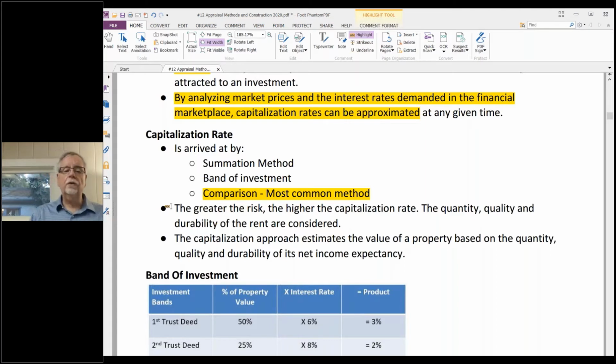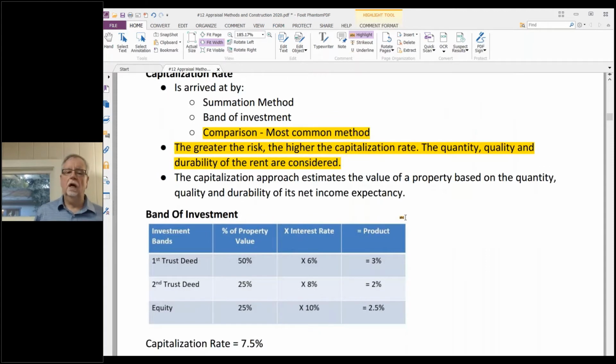The greater the risk, the higher the rate. The quantity, quality, and durability of the rent are considered. Boy, two things there. The greater the risk, the higher the rate. I'm going to give you an example of that in a little bit. But let's talk about the quantity, quality, and durability.